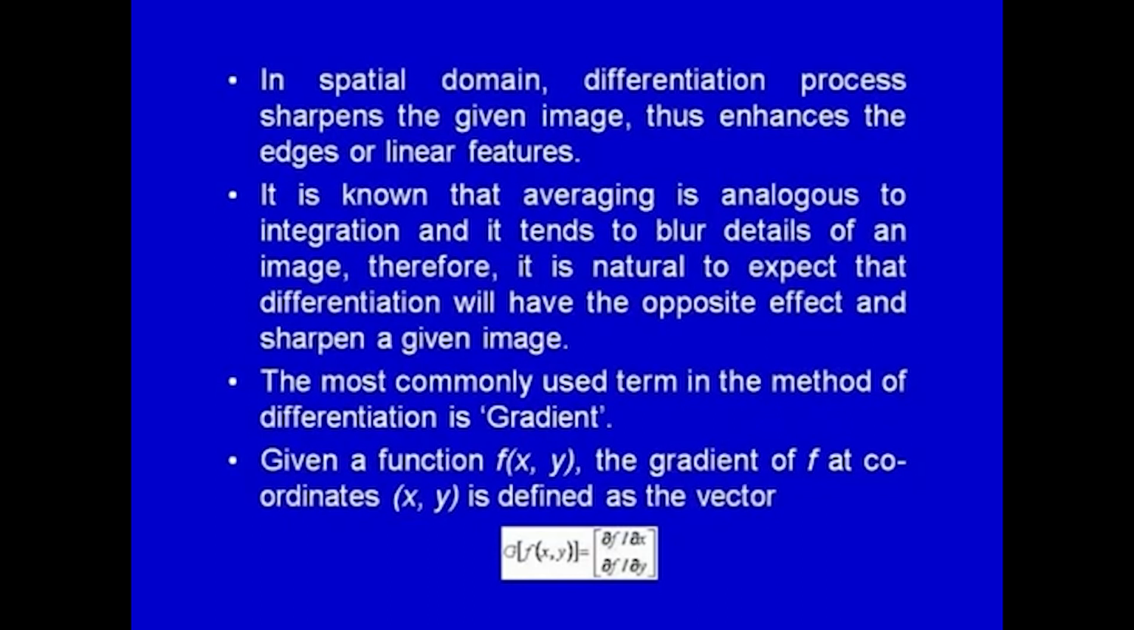The most commonly used term in the method of differentiation is gradient. Given a function f(x, y), the gradient of f at the coordinate (x, y) is defined by the vector, that is, gradient of f = (delta f over delta x, delta f over delta y).